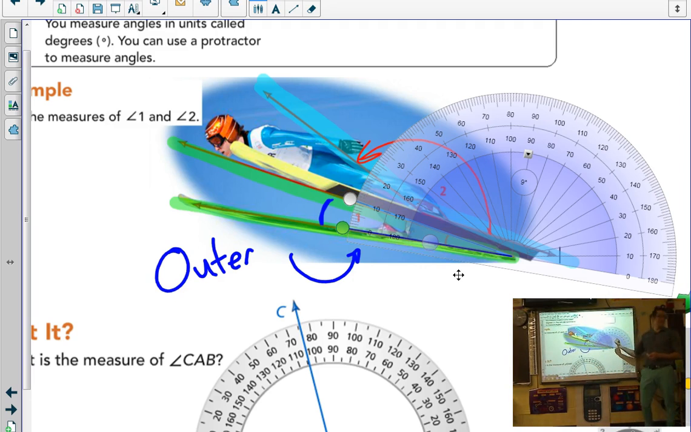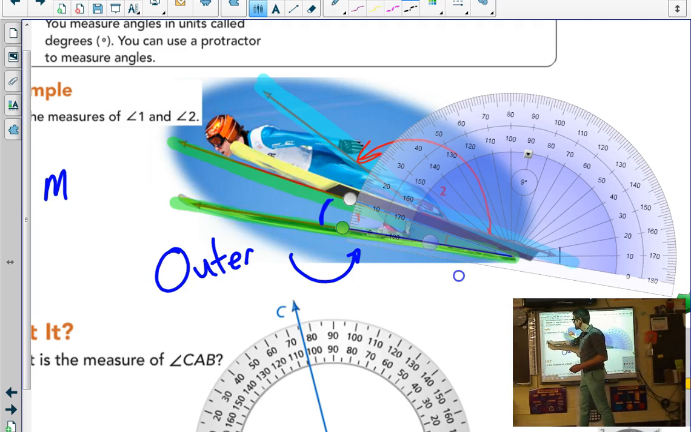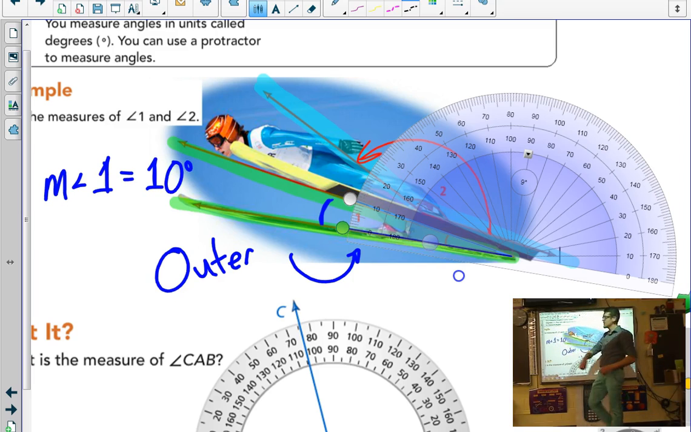Yeah, that's what that says. But really, it's supposed to be 10. It's real small. If anyone's having issues, everyone line up your protractor so I can come around and make sure we know what we're doing. Line up your protractor.